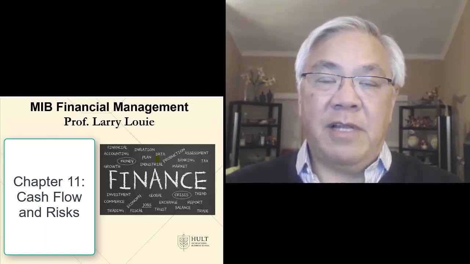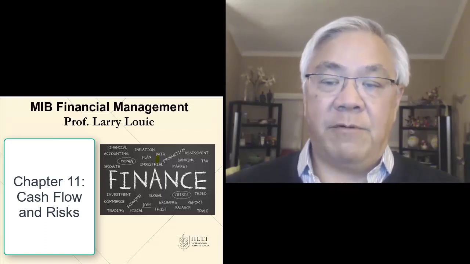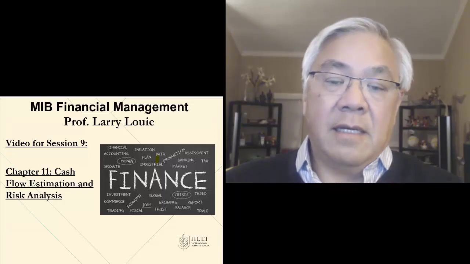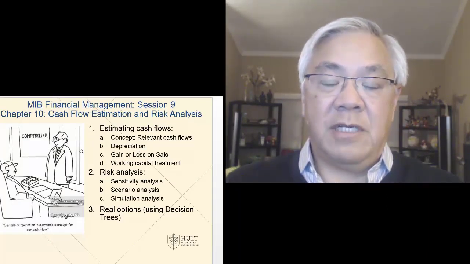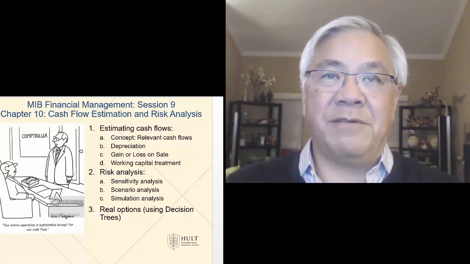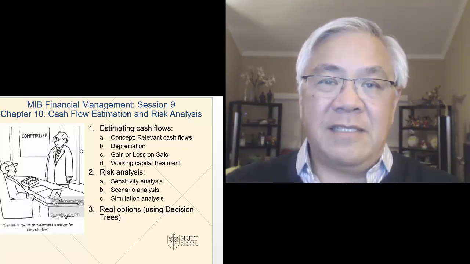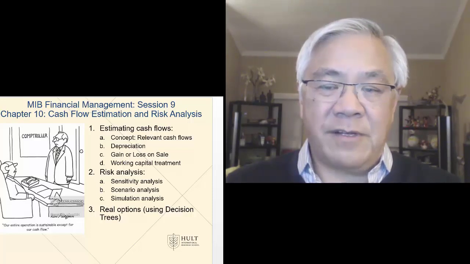Today we're going to be covering Chapter 11, which is Cash Flow Estimation and Risk Analysis. The comic for this particular chapter is: our entire operation is sustainable except for our cash flow. Yes, it's often easier said than done to be able to generate positive cash flow.